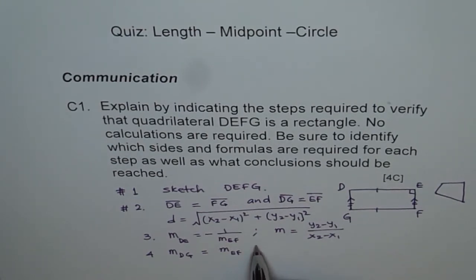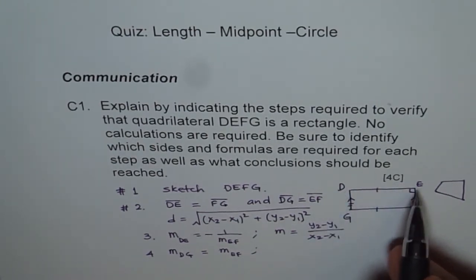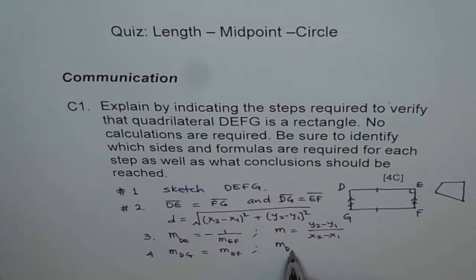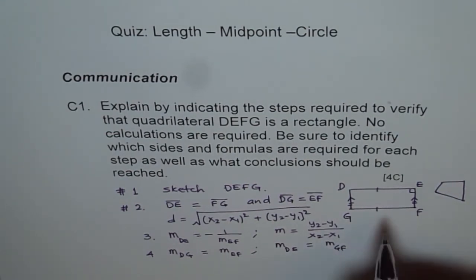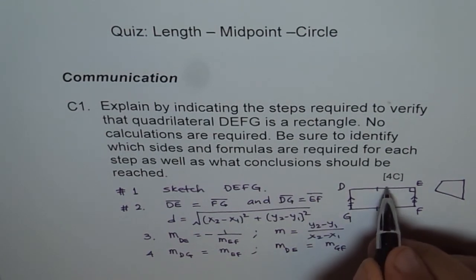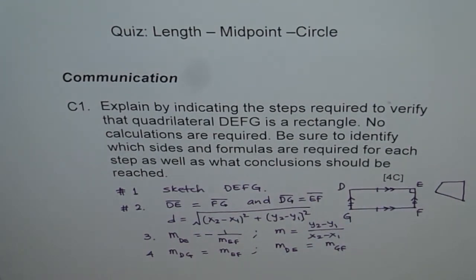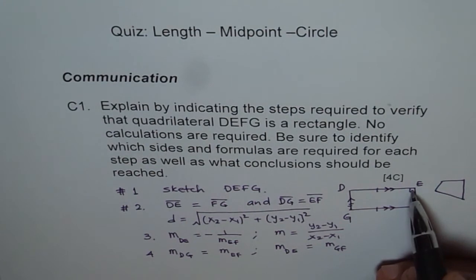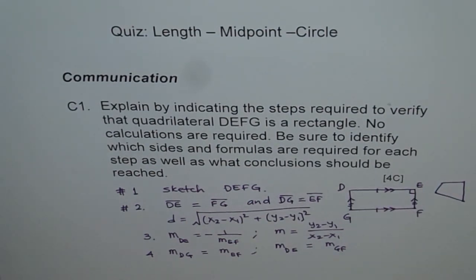You can also write that DE is parallel to GF, so the slope of DE is equal to the slope of GF. That means this is parallel to this. That will also serve the purpose. Since these two are parallel, and one angle I've already shown to be 90 degrees, the other should be 90 degrees also. That's how we can show that our given quadrilateral is a rectangle. Okay? Thank you.